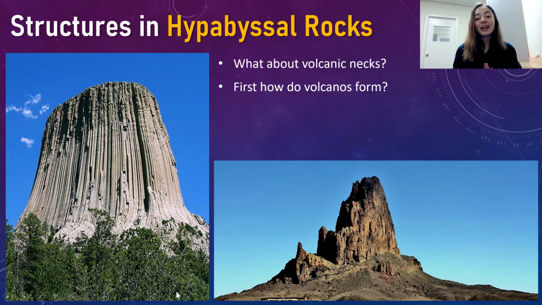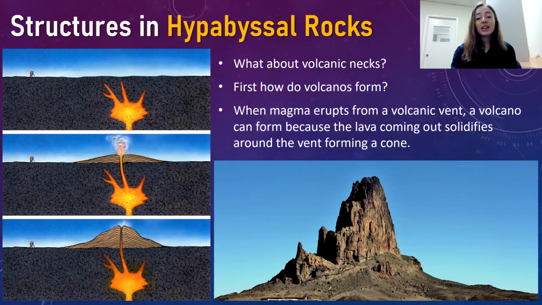Now moving to volcanic necks. Volcanic necks form because of the way a volcano erodes. So before we talk about that, we have to talk about how a volcano forms in the first place. So here we can see that when magma erupts from a volcanic event, so it finally reaches the surface of Earth, it starts to erupt, a volcano can form because the lava that comes out of that vent solidifies around it, forming a cone. So it's pretty simple.